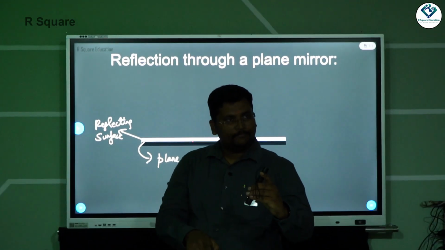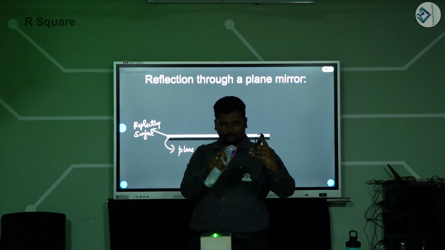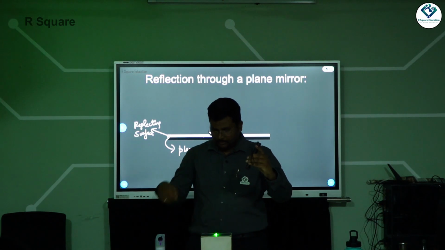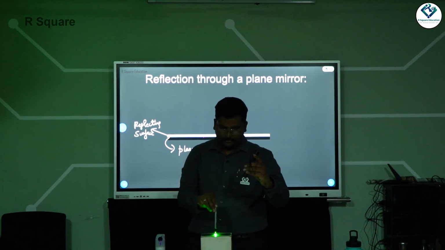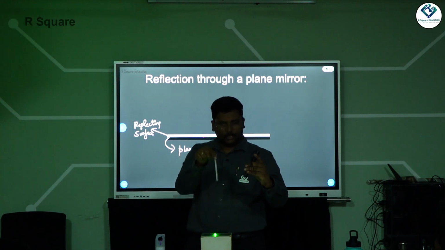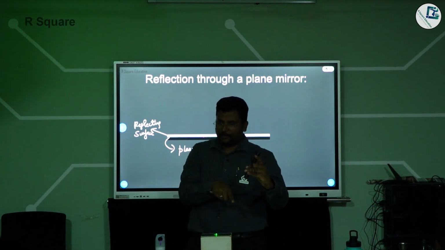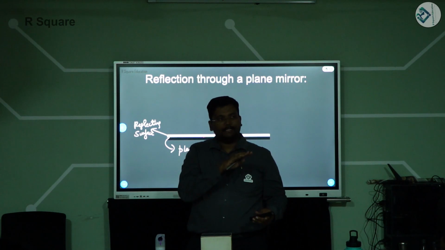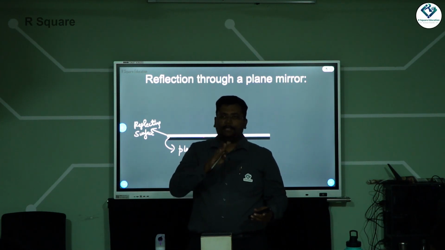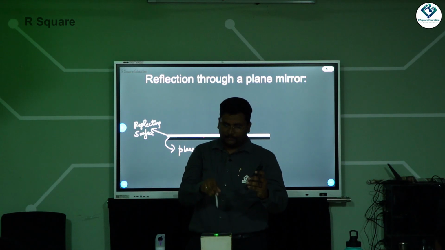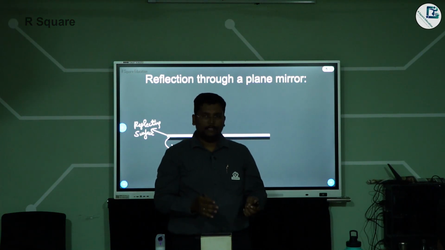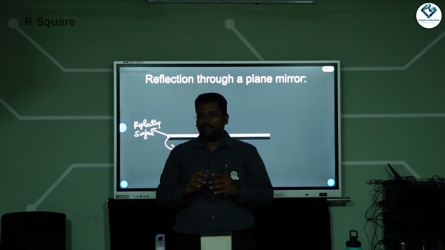So this is nothing but the source. Suppose this is the incident ray, and this is going to be the reflected ray. I'll just place this here. This is going to be the normal. The normal is the line drawn perpendicular to the surface. The incident ray will have an angle of incidence between the incident ray and the normal, and the reflected ray is going to have an angle between the normal and the reflected ray. This we call the angle of incidence, and this we call the angle of reflection. According to the laws of reflection, the angle of incidence is equal to the angle of reflection.